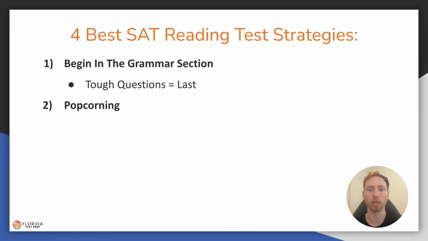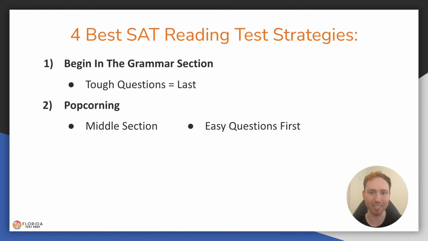The second strategy is called popcorning. Popcorning is just skipping hard questions and doing the easy ones first. Particularly for the reading and writing module, you want to do this for the middle section. And you want to do the easy questions first. So once you do grammar, transitions, rhetorical synthesis, then vocabulary, you're going to get to the middle section. This is when you're going to get the dense passages and you're going to have to answer those.